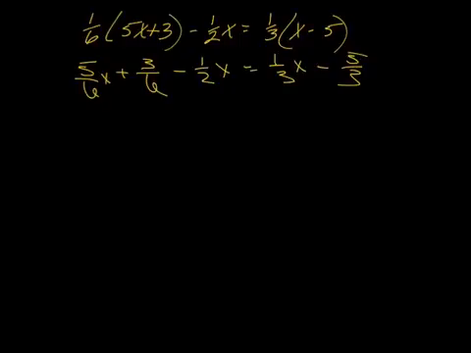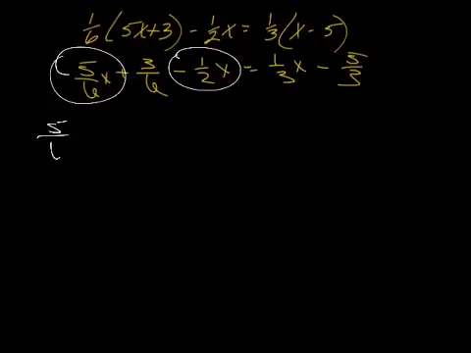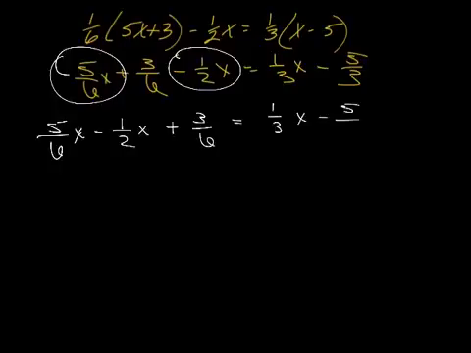So let's go ahead and combine like terms. We'll use white here, and we're going to combine this with this. So we actually have 5/6x minus 1/2 x. So we'll just put those together right now. Plus 3/6 equals 1/3 x. There's nothing similar over here.